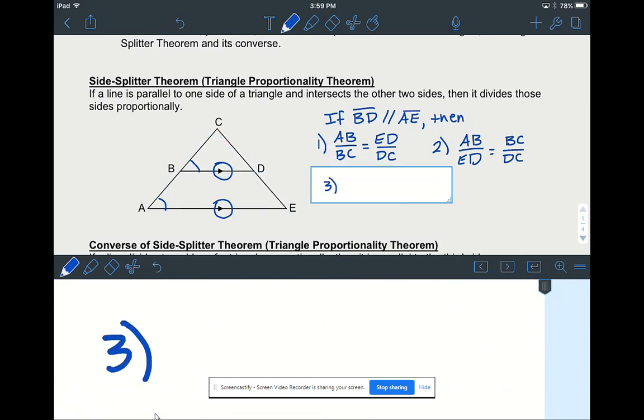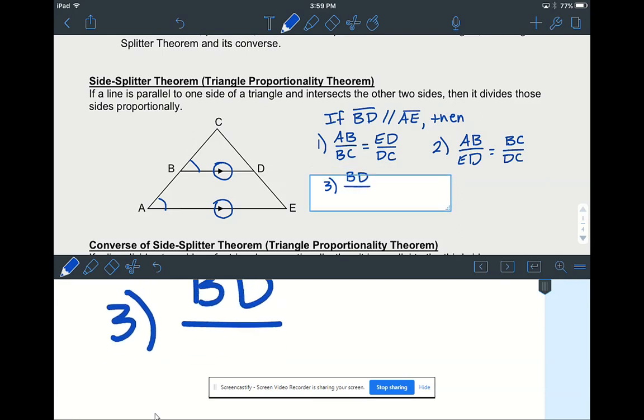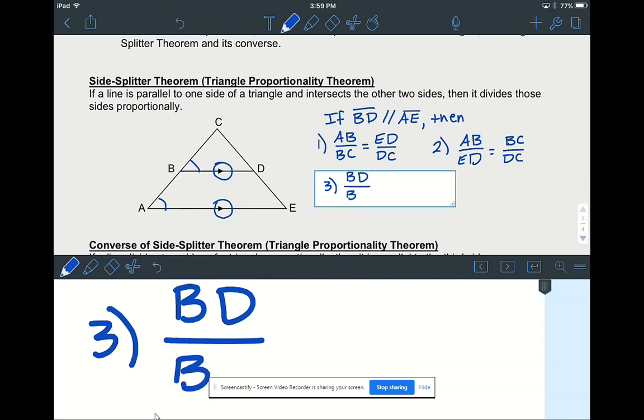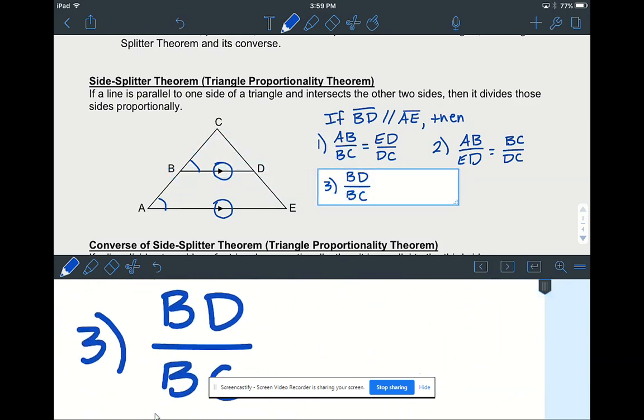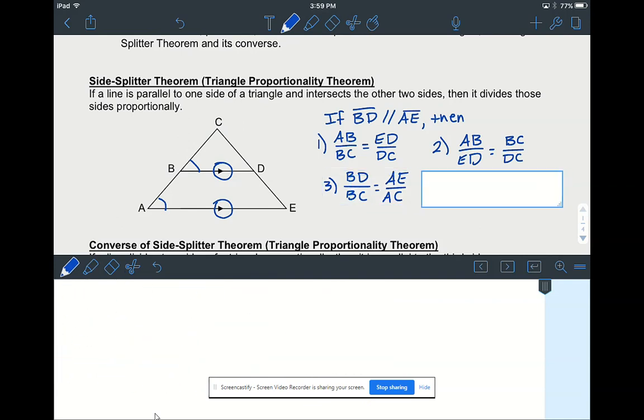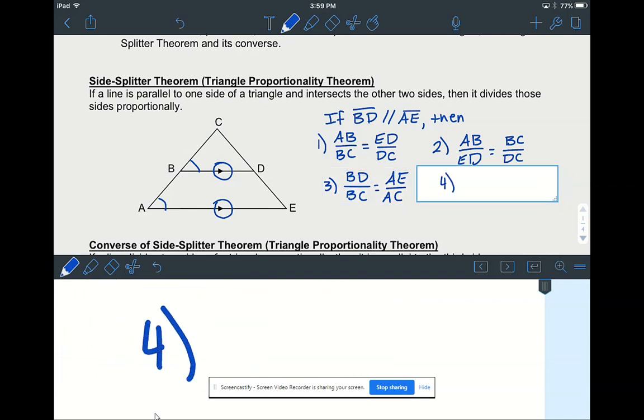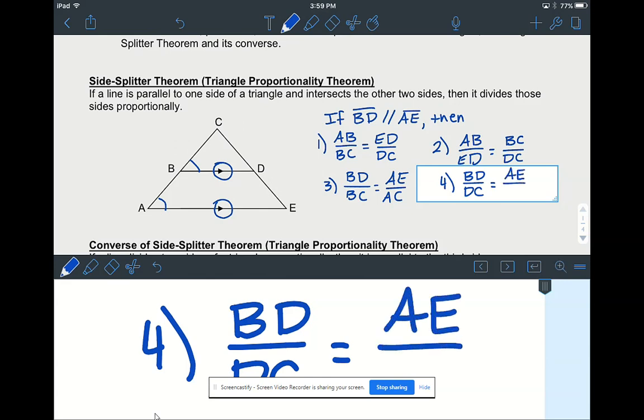You could also do the bases. So you could do BD, which we have done this one before, is proportional to BC. So the smaller triangle base is proportional to the smaller triangle side. And that would be congruent to the big triangle base, AE, is proportional to the big triangle side, AC. And of course, you could do that for both sides of your triangle. So you could do BD over the right side this time, over DC, is proportional to AE base over EC, right side.